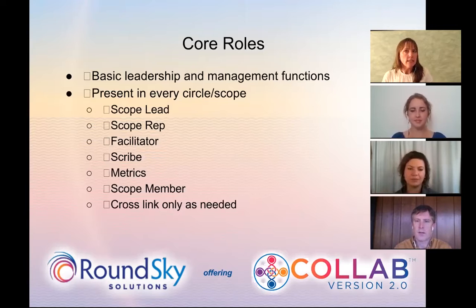Metrics looks out for what data is needed to help us stay on track and makes sure it's getting tracked and reported on regularly. And the scope member is the default role that we all take on in order to perform work in any scope, with the very foundational accountabilities like attending meetings, reporting on progress, making team decisions, and tracking tasks. And last but not least, the crosslink is only needed occasionally, and it provides the linking function between scopes as needed. Today, we're focused on the role of the facilitator in Collab, but I wanted to briefly review the other roles and their purpose so you can see the team of core roles that the facilitator plays with.